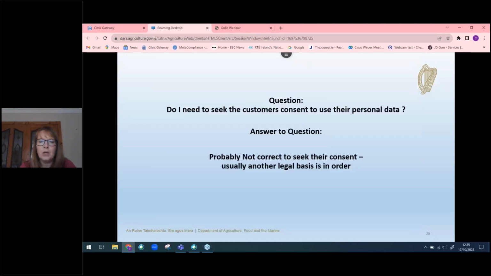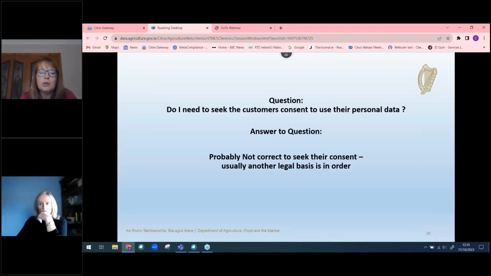So back to our question. Do I need to seek the customer's consent to use their personal data? And I would say the answer to this is probably not. It's probably not correct to seek their consent in these circumstances. Usually there is another legal basis to use. And if you're not sure, come to the Data Protection Unit and we'll try to help you find it.